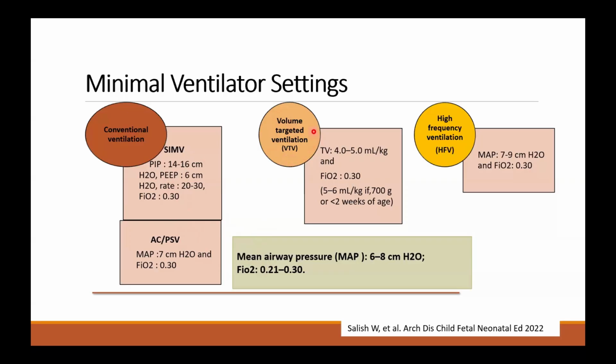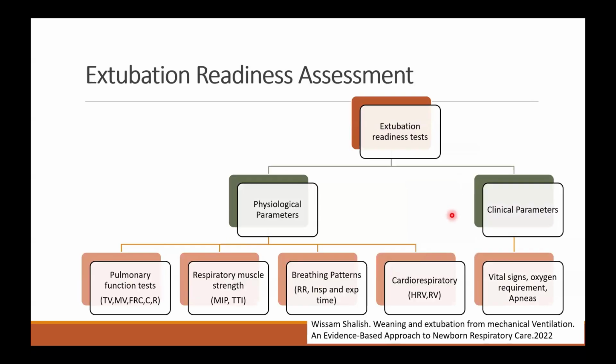And in volume targeted ventilation, we have FiO2 30% and tidal volume of 4 to 5 ml per kg. And high frequency ventilation has already been dealt with in detail by Dr. Monica, but still, it is a MAP of 7 to 9 centimeter. One can think of extubating or weaning, with FiO2 of 30%, and the baby can be directly weaned off to a non-invasive mode of respiratory support. So when our baby is on minimum ventilatory settings, how should one proceed?